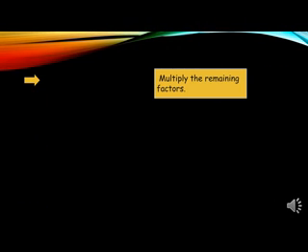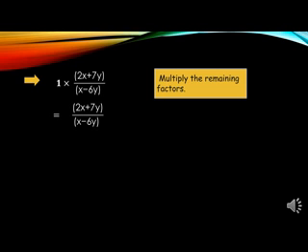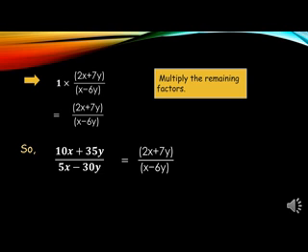So the last step is multiply the remaining factors. So the remaining factors are 1 times 2x plus 7y all over x minus 6y. So multiplying 1 times 2x plus 7y all over x minus 6y is equal to 2x plus 7y all over x minus 6y. So, the simplified form of 10x plus 35y all over 5x minus 30y is equal to 2x plus 7y all over x minus 6y.